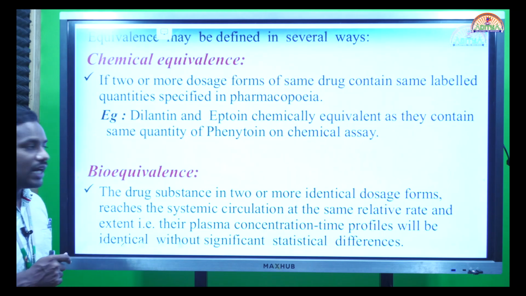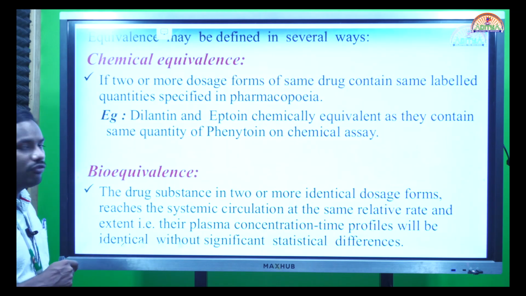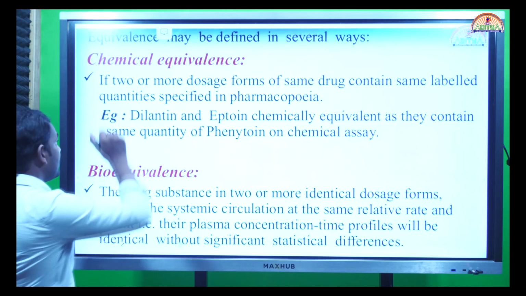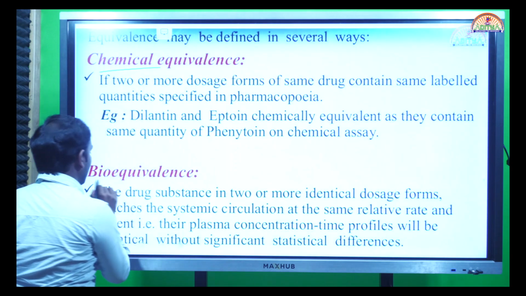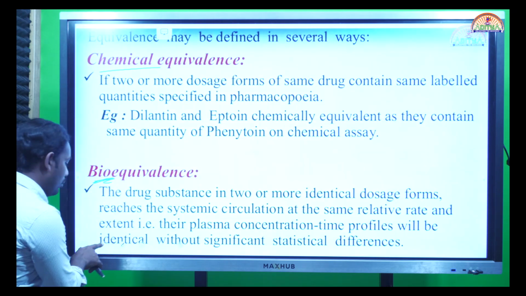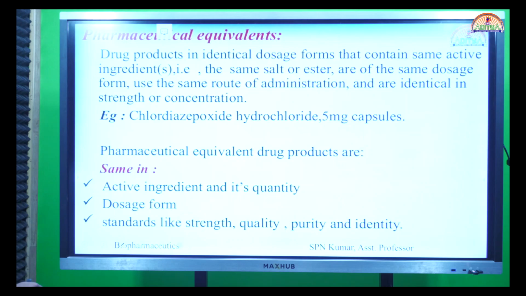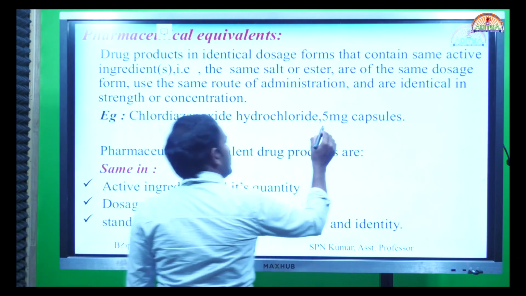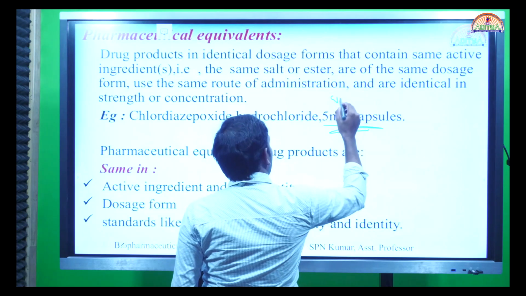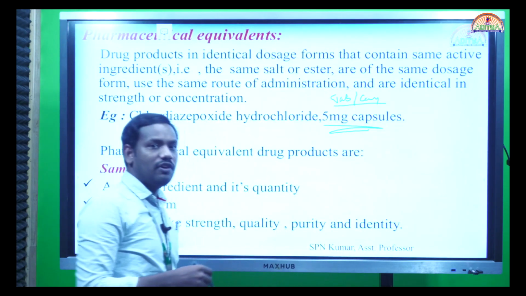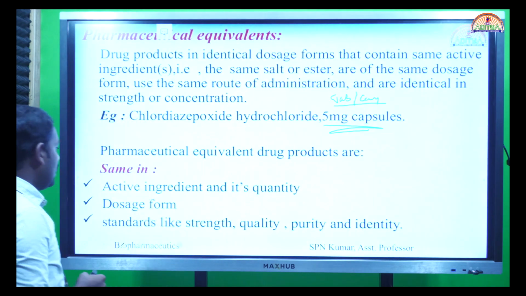This equivalence can be chemical equivalence or bioequivalence. If the chemical component of both the formulations is the same, it is chemical equivalence, and if the biological performance of both the formulations is the same, it is called bioequivalence. So pharmaceutical equivalence means, whatever your dosage form, different dosage forms like tablet or capsule, if both of them are performing with the same amount of bioavailability, it is called bioequivalence.